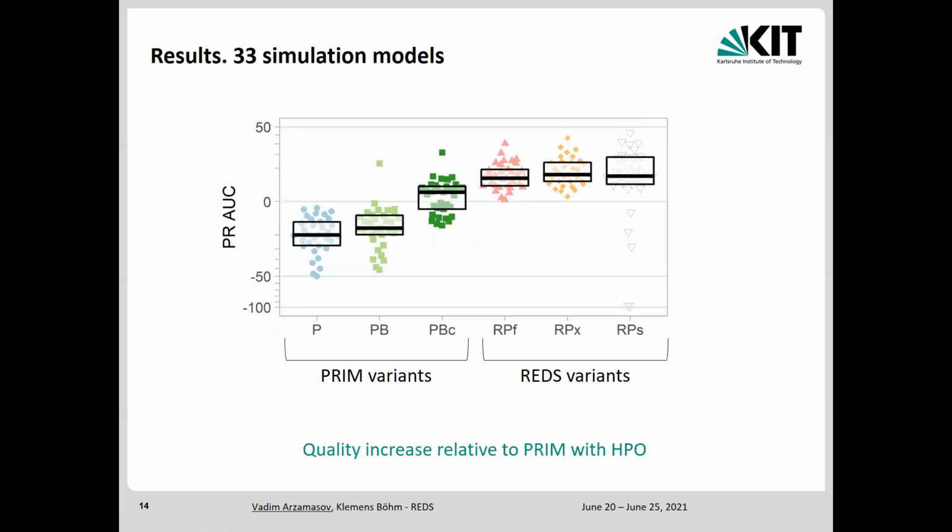In this graph, one can see results for all 33 simulation models we used in our study. Each point in the plot corresponds to the quality increase in percent relative to our baseline, PRIM with hyperparameter optimization. One can see that two specific variants of REDS, namely REDS with meta-model random forest and REDS with meta-model boosted trees, are always better than, or at least not worse than, our baseline, and they are significantly better than any competitor.